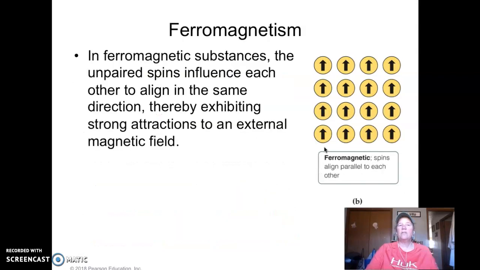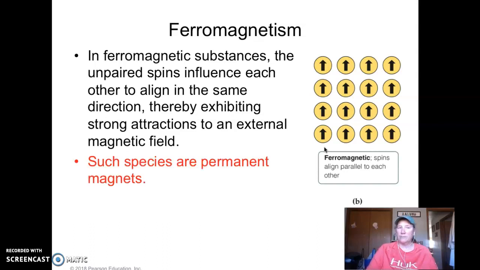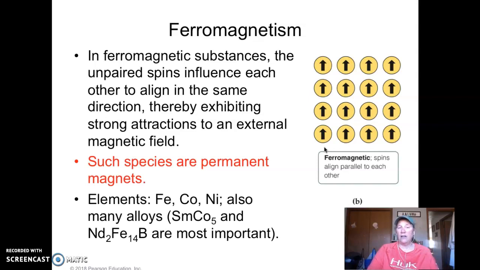Okay, so here's ferromagnetism. In substances that have unpaired electrons, you can see they're all spinning one way. The spin influences how they align, and therefore they have very strong attractions. They have very strong magnetic fields. Okay, these are permanent magnets. Okay, and you can see iron, cobalt, nickel, and some alloys will form this.